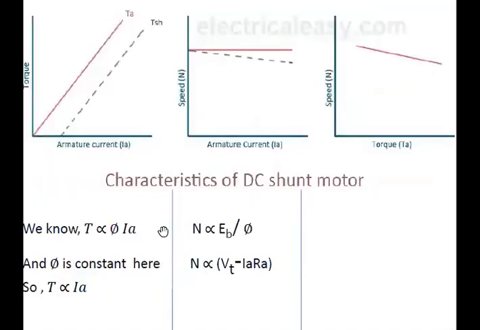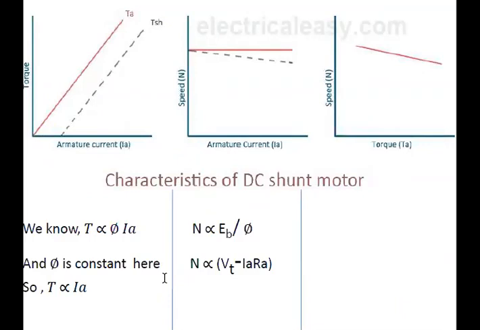So these are the characteristics of the DC shunt motor. This is the armature torque characteristics, armature current and speed characteristics, torque and speed characteristics. This is the shaft torque. This is the armature torque.